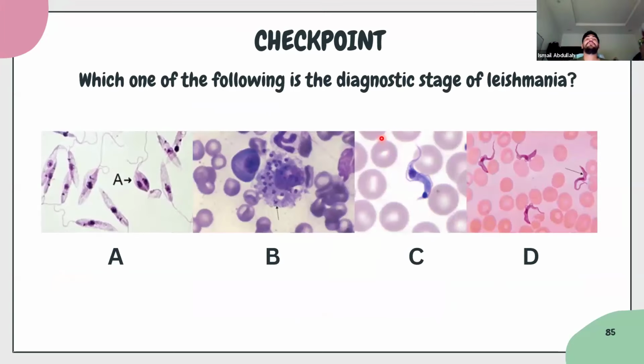Which one of the following is the diagnostic stage of Leishmania? B. And what's B? Amastigotes in macrophages. Yep, exactly. All right. Thank you so much.